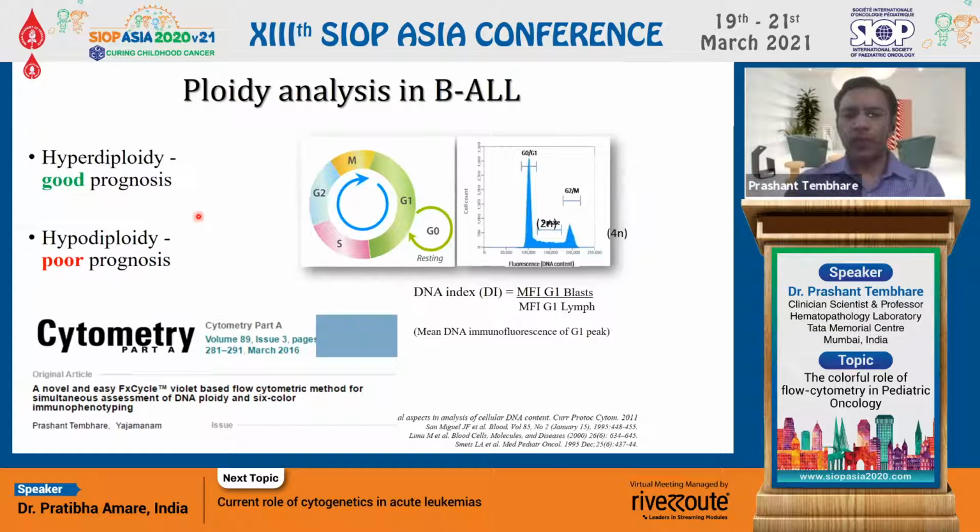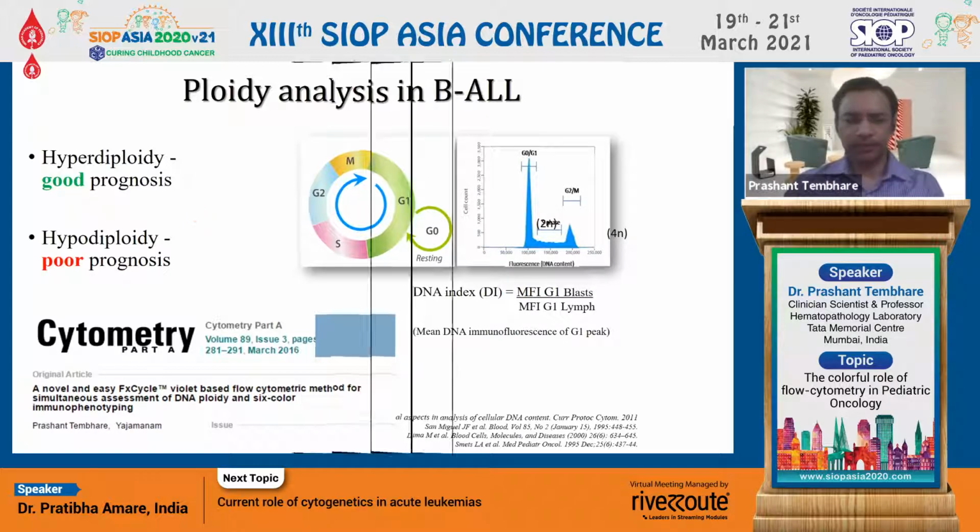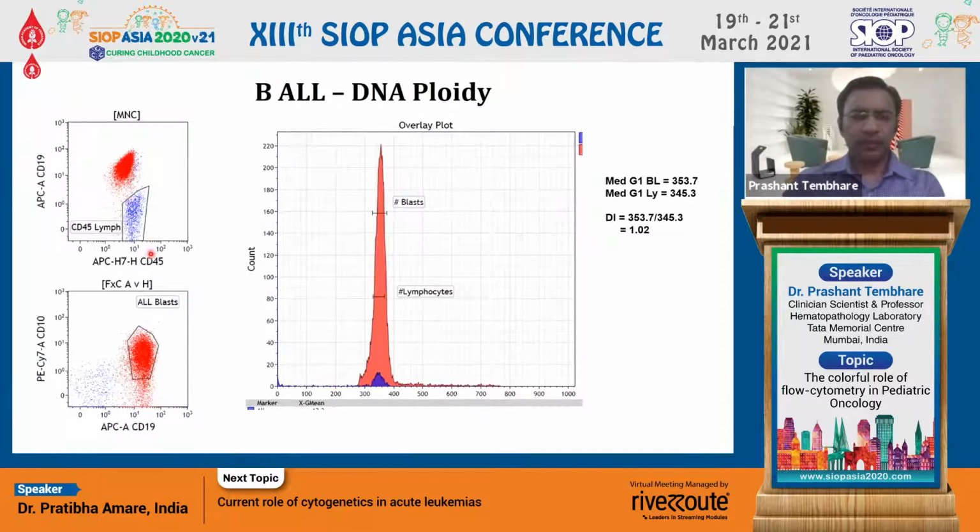So what we do is compare the amount of dye bound to the tumor cells to that of the internal normal lymphocytes, which have 46 chromosomes. This proportion is called the DNA index. If you have fewer chromosomes, the DNA index is low: less than 0.95 indicates hypodiploidy, and more than 1.16 indicates hyperdiploidy. As an example, we developed a method of DNA ploidy analysis, which was published in 2016. Here we use FxCycle Violet as a DNA binding dye.